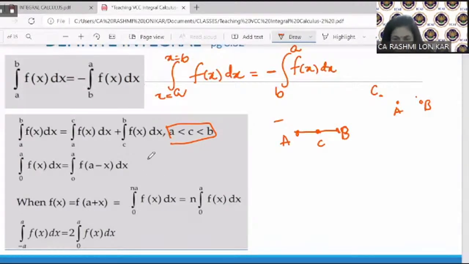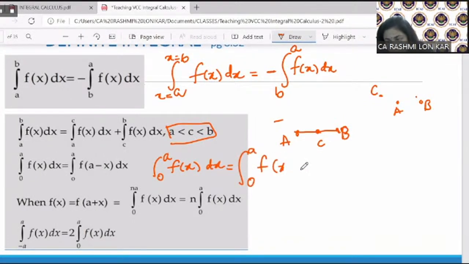Now, the next is this. Again, this is saying that if I have an integral, 0 to a of f(x) dx, this is equal to integral 0 to a of f(x minus a). This a, if I subtract from x, then also I will get the same result. Then you have, if f(x) is equal to f(a plus x), then it will be multiplied n times. So 0 to na, it will be n into 0 to a f(x) dx. And minus a to plus a, f(x) dx is equal to 2 times integral 0 to a f(x).